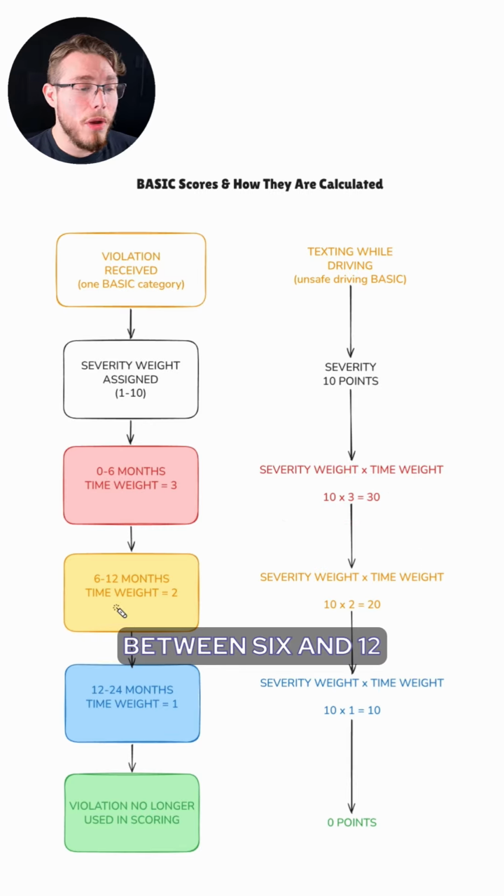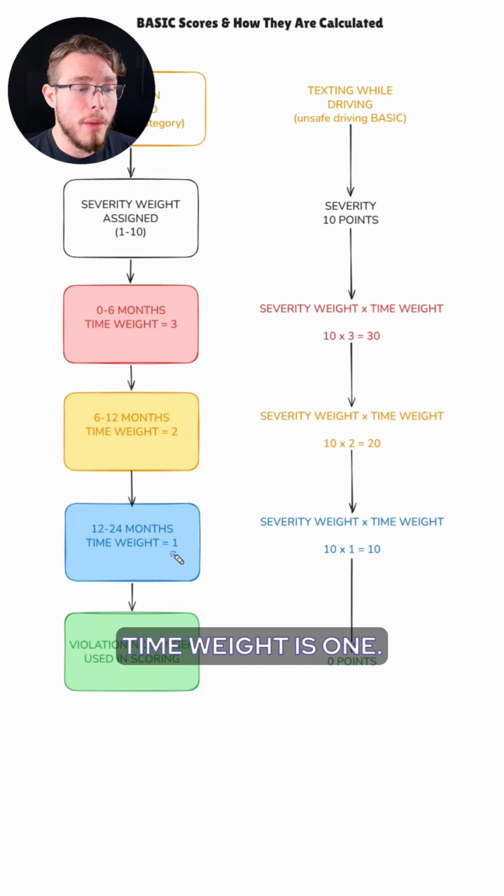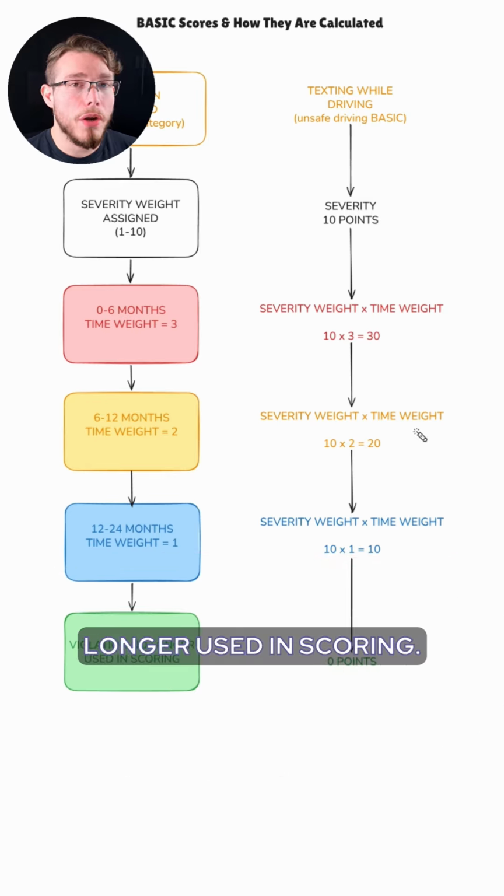Between 6 and 12 months, your time weight is 2. So now it's down to 20 points. Between 12 and 24 months, the time weight is 1. Now you're down to 10 points. And then past 24 months, that violation is no longer used in scoring.